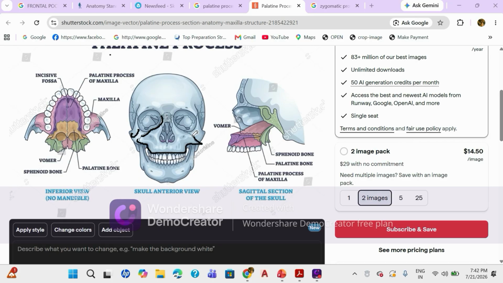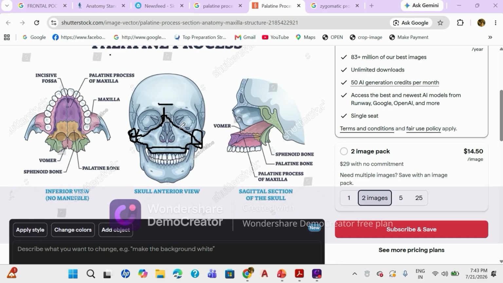Okay, this is the maxilla. Now we have the palatine process. We have already read about the three processes. One is the frontal process, which articulates with the frontal bone. One is the zygomatic process, known as the zygomatic process on either side. Then we have the alveolar process, which holds the maxillary teeth.